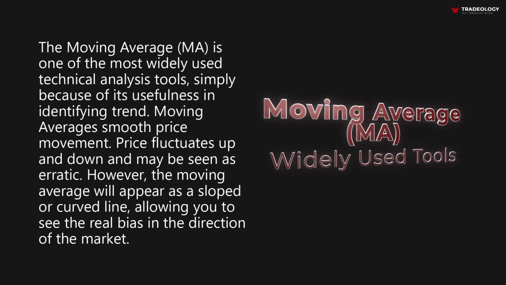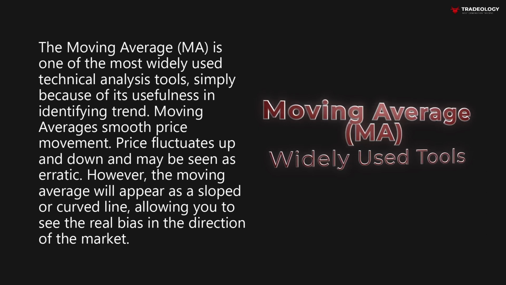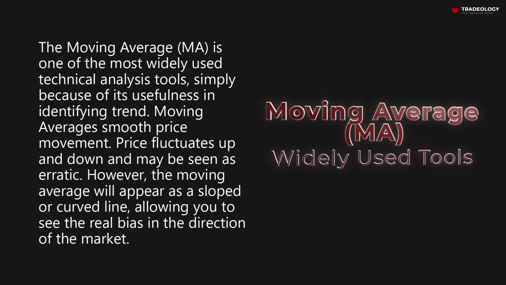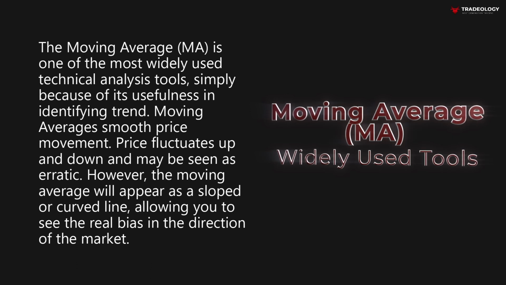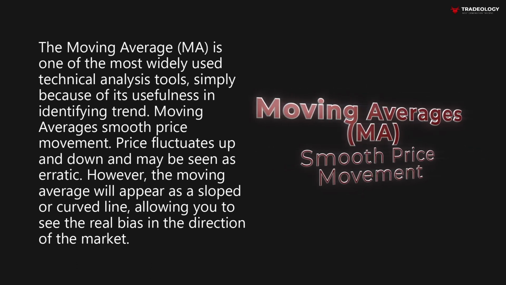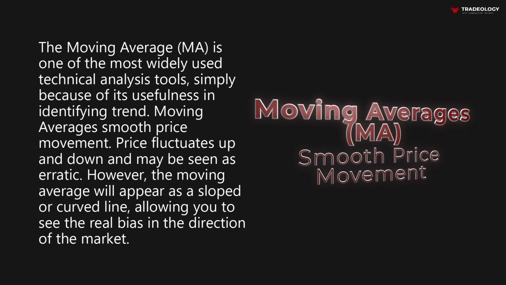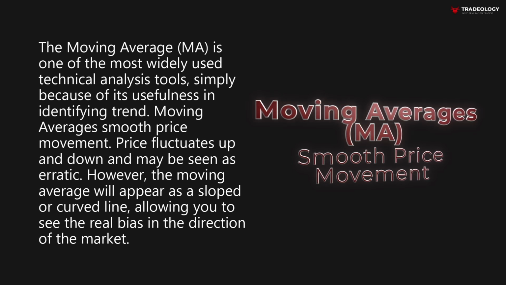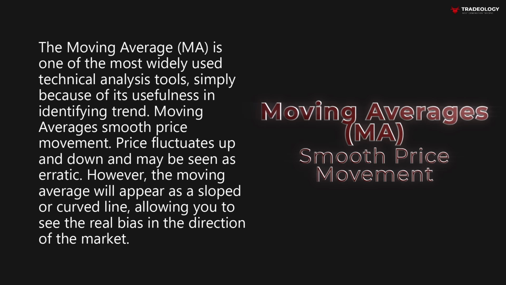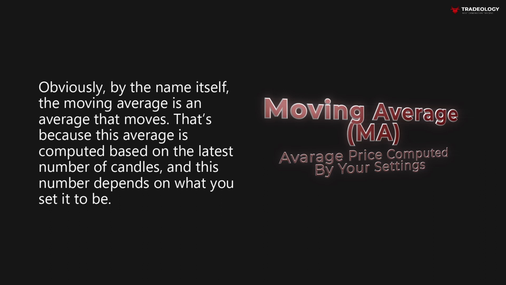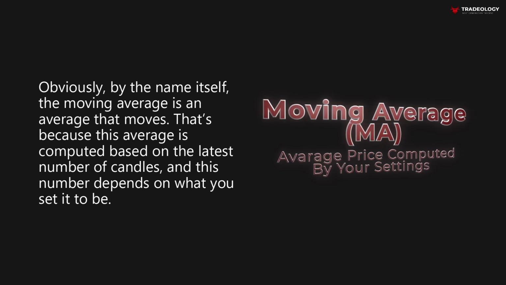The moving average, MA, is one of the most widely used technical analysis tools simply because of its usefulness in identifying trend. Moving averages smooth price movement. Price fluctuates up and down and may be seen as erratic. However, the moving average will appear as a sloped or curved line, allowing you to see the real bias in the direction of the market.